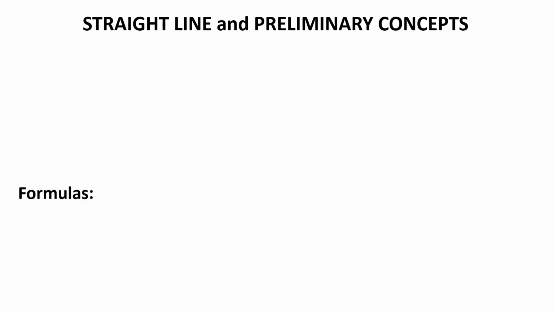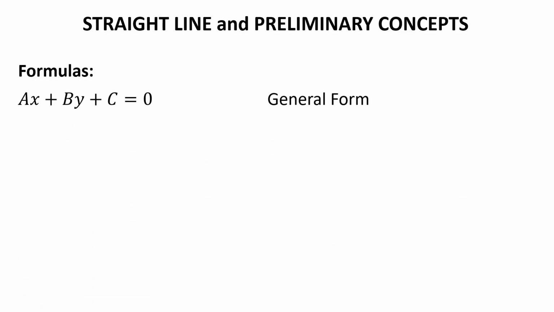Our discussion for today is all about straight line and preliminary concepts. But before we start, allow me to introduce first all the formulas that we're going to use. The first formula that we have is ax + by + c = 0, and we call it the general form of the straight line.